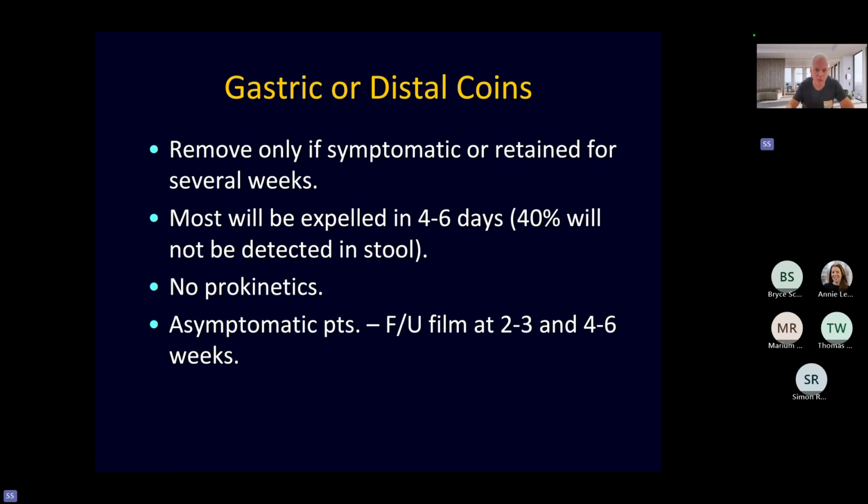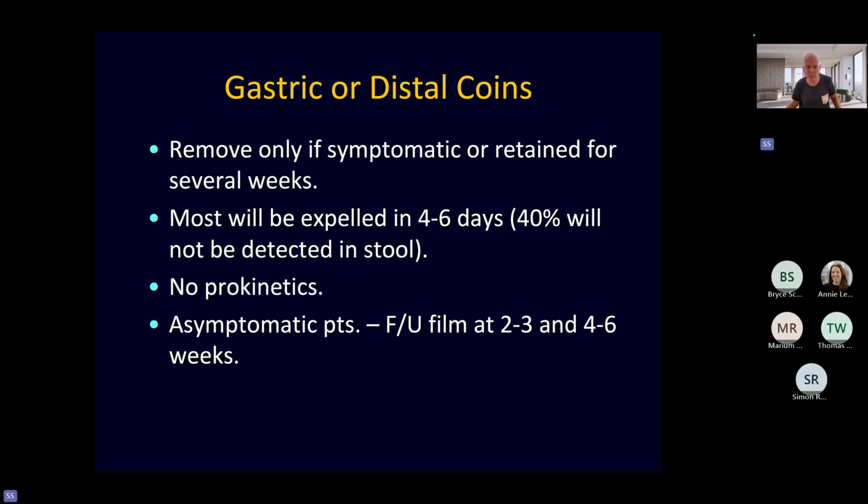What about gastric or more distal coins? Well, we remove them only if the patient is symptomatic or it's been retained for several weeks. And obviously, depending upon what instrumentation you have access to, this may require surgical removal. Fortunately, most will be expelled in 4 to 6 days. 40% will not be detected in the stool. They just disappear. Do not use prokinetics.